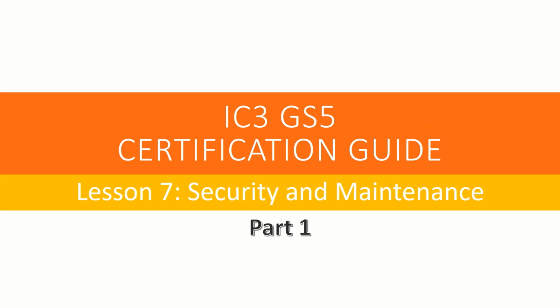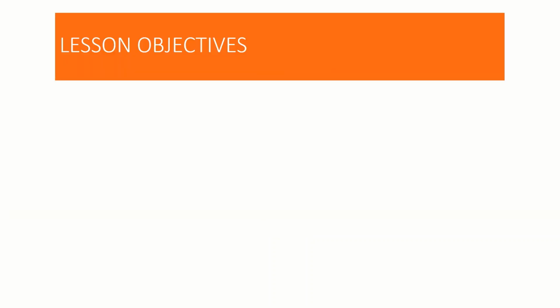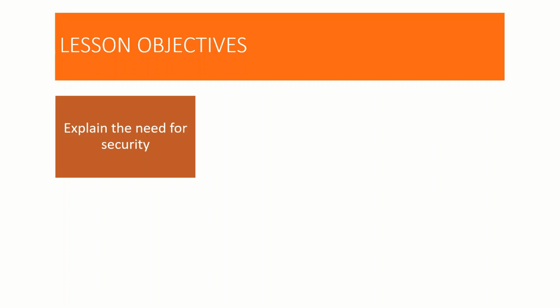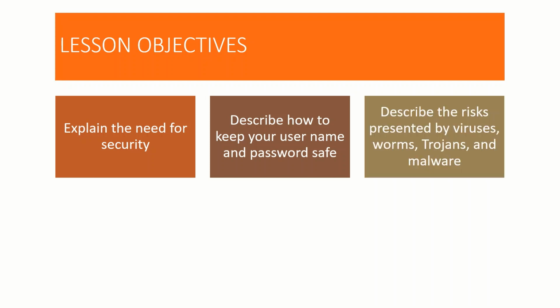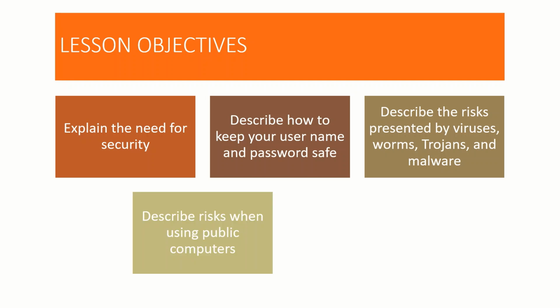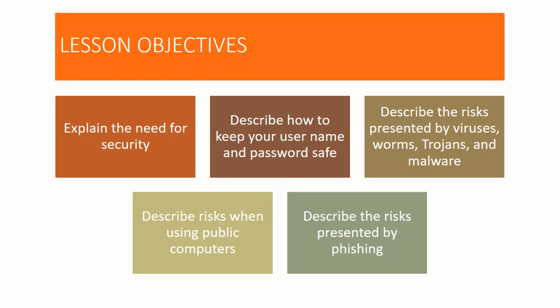The lesson will be divided into two parts. In part 1, you will learn about the need for computer security and how to identify the risks. On completion, you should be able to explain the need for security, describe how to keep your username and password safe, describe the risks presented by viruses, worms, Trojans, and malware, describe risk when using public computers, and describe the risks presented by phishing.